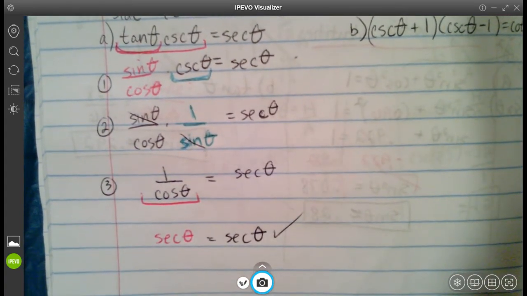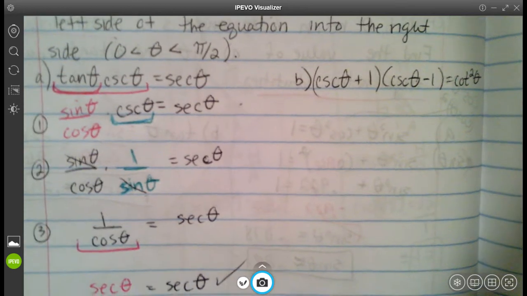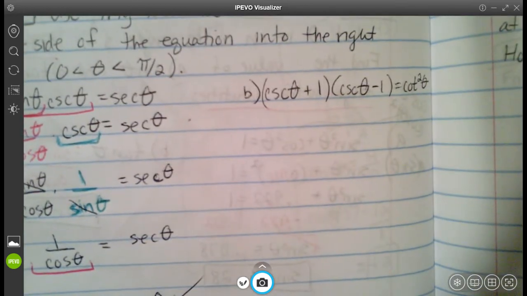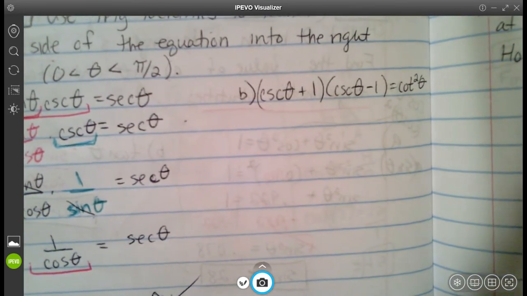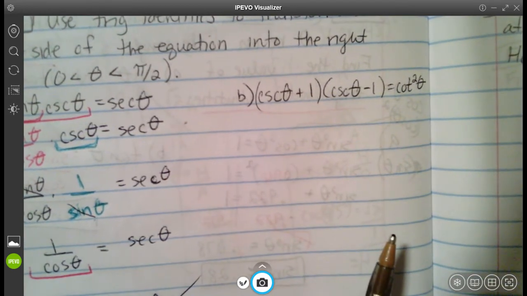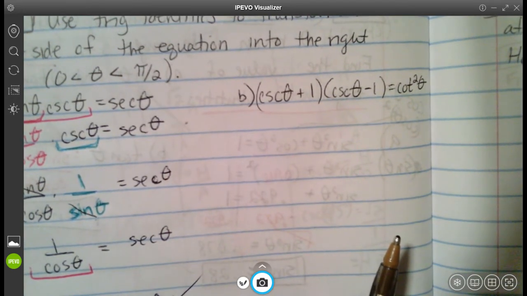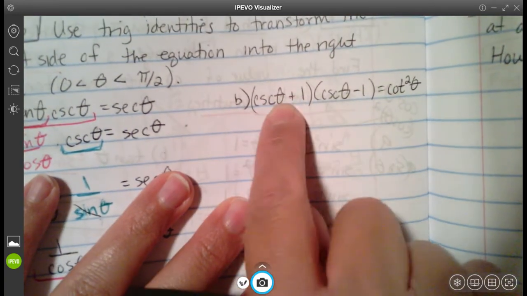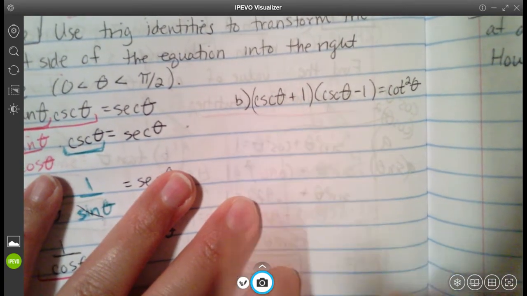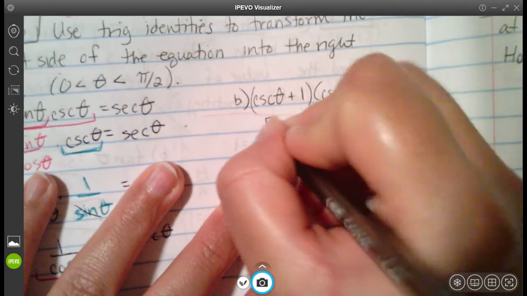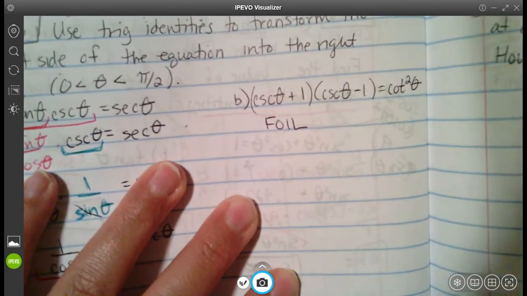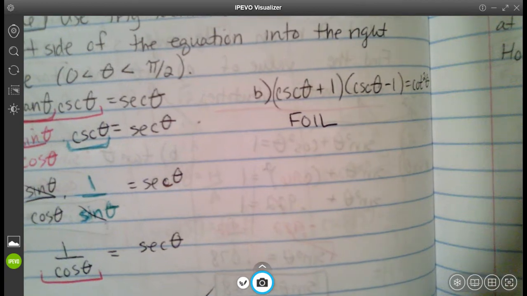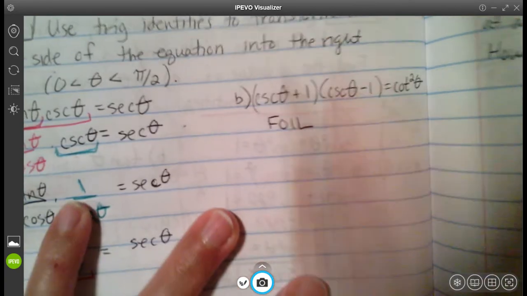Okay, we're going to do one final one. That'll be it for this one. This one looks a little more complicated just because of all those cosecants. So what I'm going to try to do with this one, just because I see two binomials, like I see this times this, and each of them has two terms, so I'm going to FOIL this and see if that's going to help me at all. So let's FOIL it and see what happens.